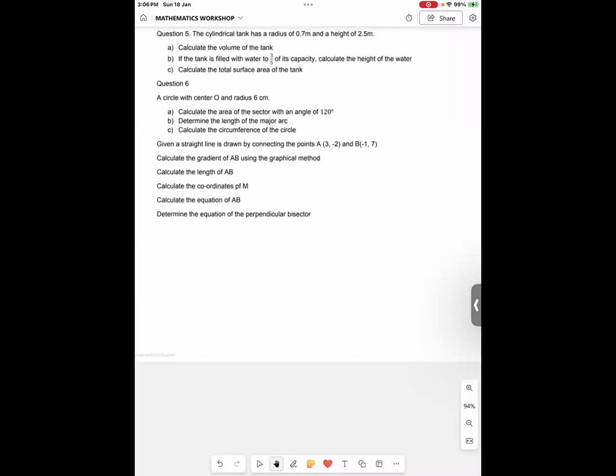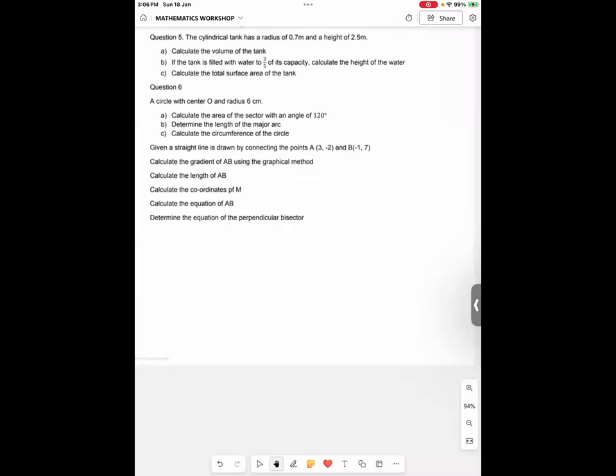Now, number 5 says the cylindrical tank has a radius of 0.7 meters and a height of 2.5 meters. Your task is to calculate the volume of the tank. If the tank is filled with water to 3/5 of its capacity, we need to then calculate the height of the water in the tank. And then the next part is that we're supposed to calculate the surface area of the tank.